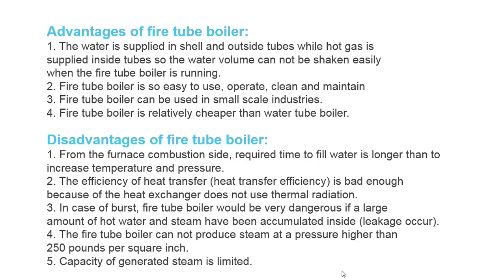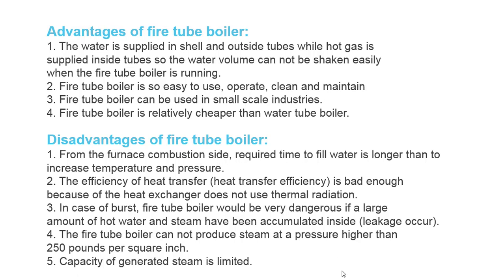Point number 1, from the furnace combustion side, the time required to fill water is longer than the time to increase the temperature and pressure. Point number 2, the efficiency of the heat transfer is poor because the heat exchanger does not use thermal radiation. Point number 3, in case of a burst, the fire tube boiler would be very dangerous if a large amount of hot water and steam has accumulated inside.